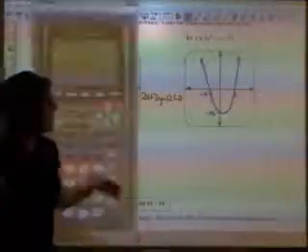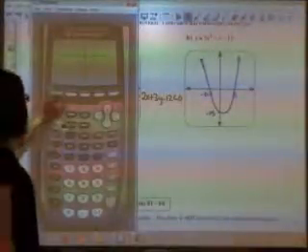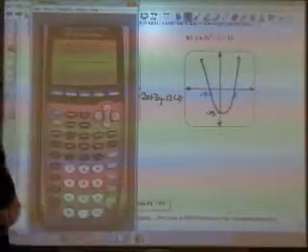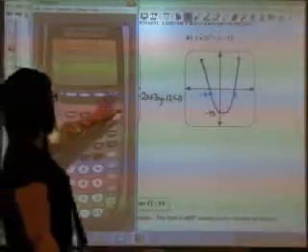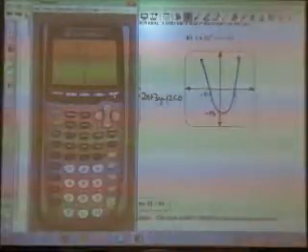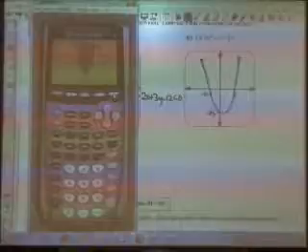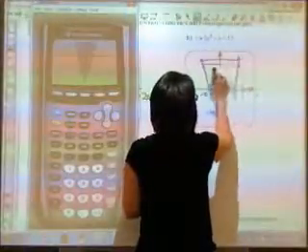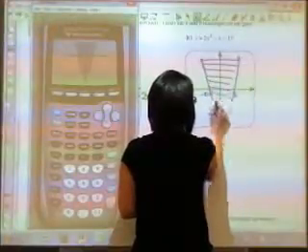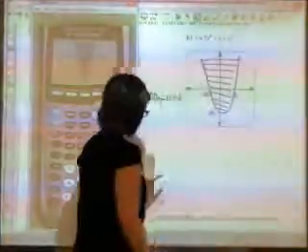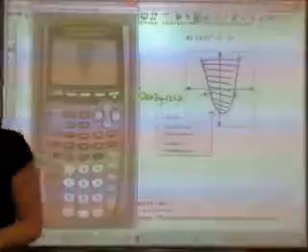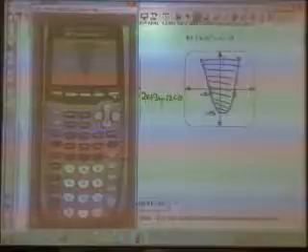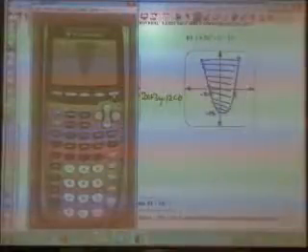And now that I have that quadratic drawn, I can go back and make this a greater than, so that means the arrow points up. Press graph again, and the part that gets shaded is the part in between. So I would shade this part of the graph. And that is using your graphing calculator to graph inequalities.